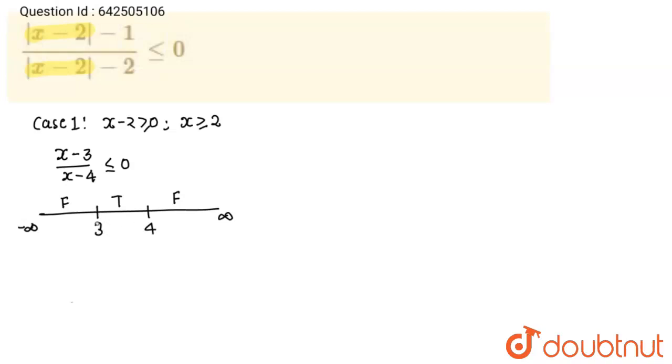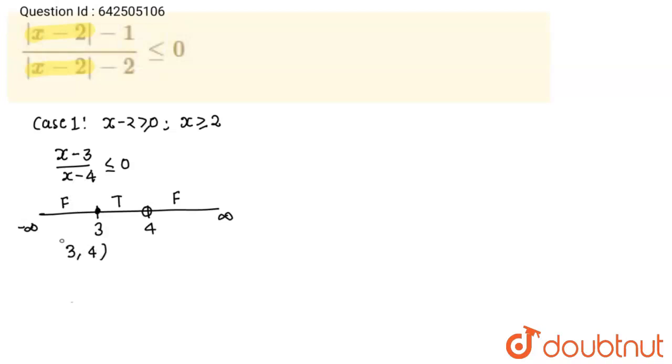Now I am going to check the border points. If we take 3 and put it in this inequality, 3 minus 3 becomes 0 and 3 minus 4 becomes minus 1. So 0 upon minus 1 is 0, and 0 less than equals to 0 is true. So 3 will be included for this inequality. And at 4, the denominator becomes 0, so 4 is not included. So till now the answer is 3 to 4.